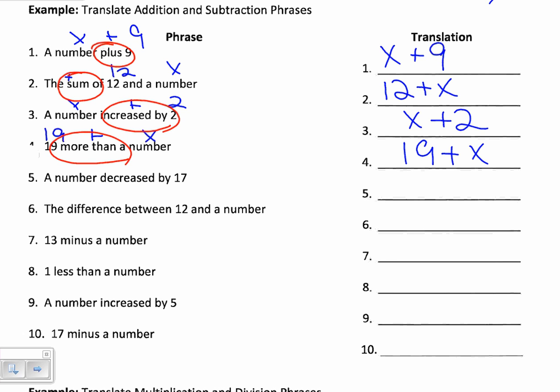Our next section says a number decreased by 17. Same idea. I don't know what the number is, x. Decrease by means to get smaller. So that means minus 17. A number decreased by 17 is x minus 17. Number 6, the difference. Difference again means subtract, between 12 and a number x, because I don't know what it is. Again, like number 2, I can't keep the subtraction sign on the outside, so I'm going to write 12 minus x.